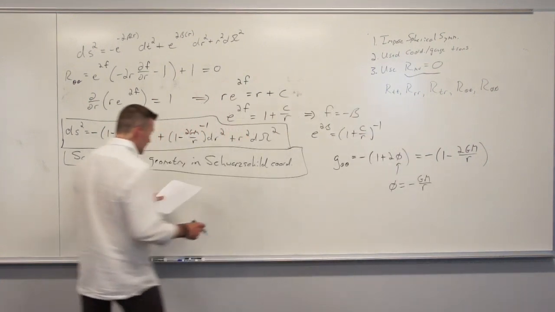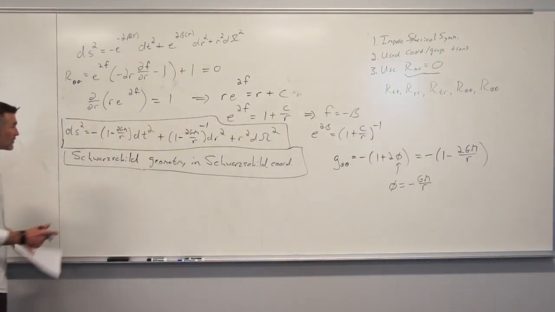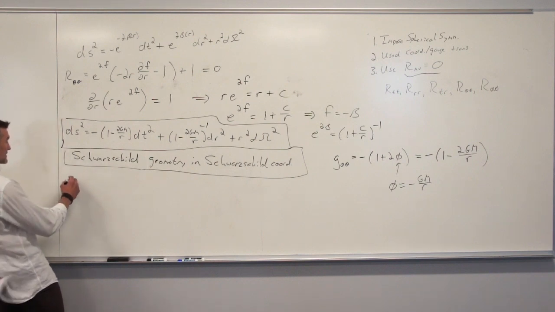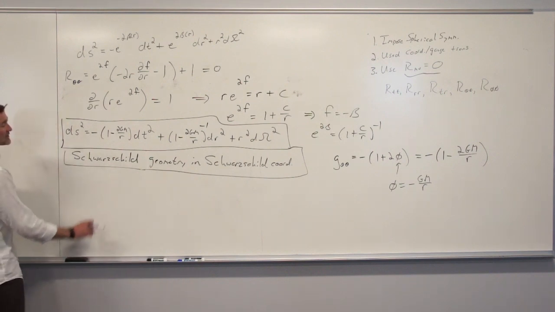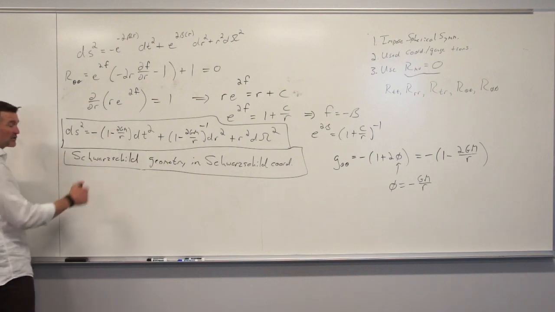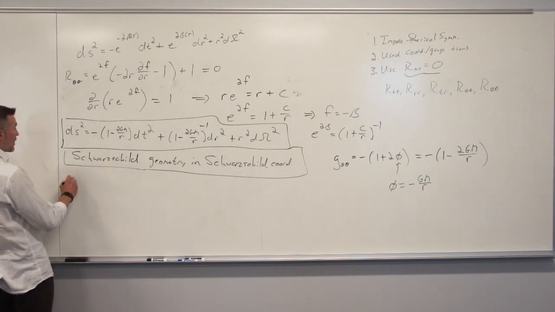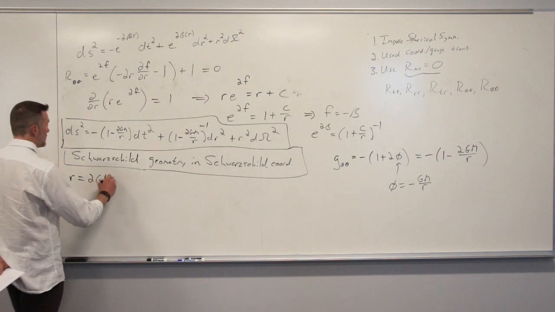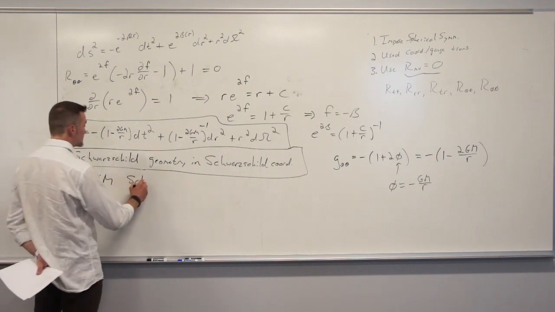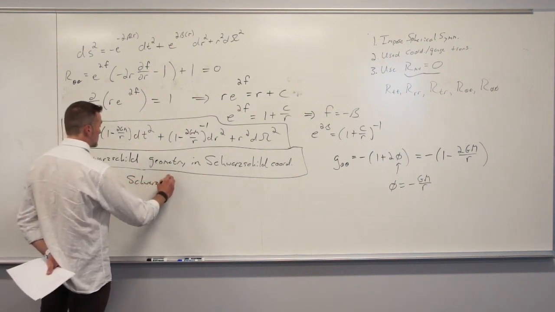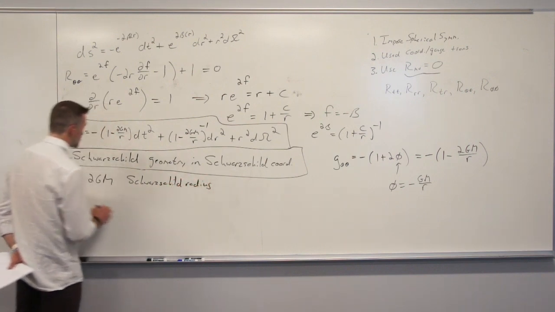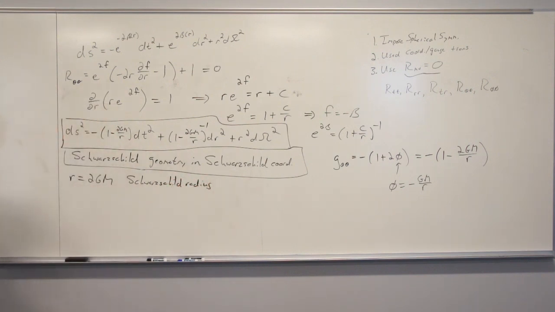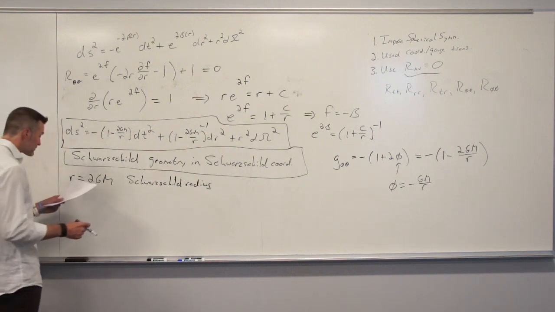One more thing to say before we move on is there is obviously a special value of r where stuff gets interesting, and that's when r is equal to 2 gm. So r equals 2 gm. We call the Schwarzschild radius. So if I say the Schwarzschild radius, I'm talking about that quantity 2 gm. That's going to play an important role.